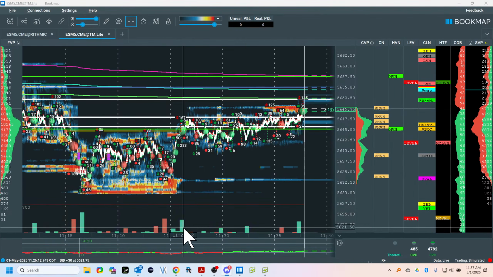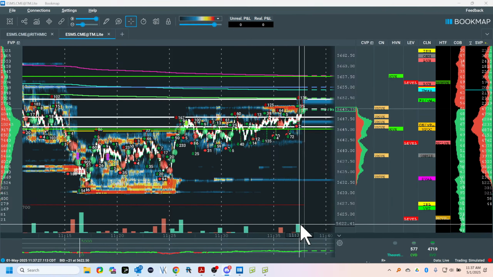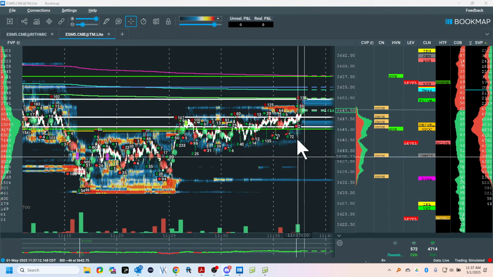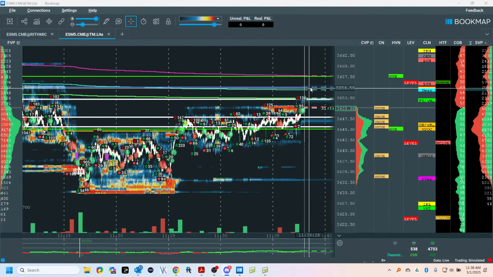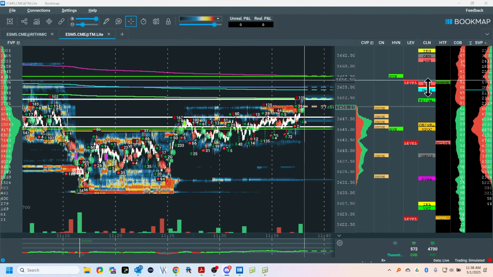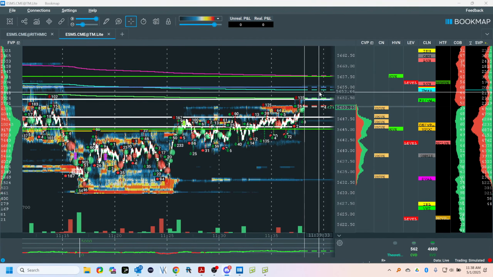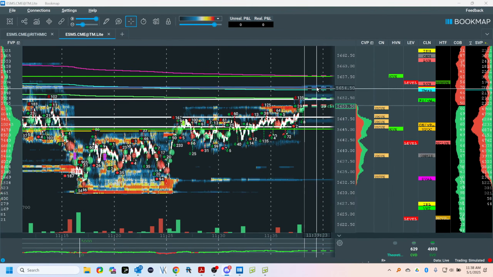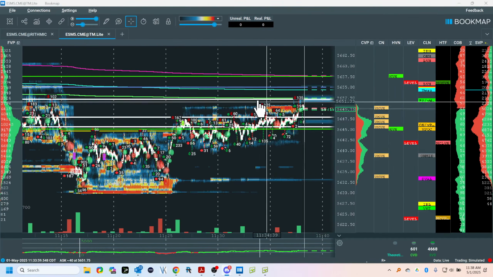Sellers are here, buyers, buyers, buyers. Some selling is here, but the buyers are now back in control. What I want to see now is this is delta. I want to observe as I come outside, and that could be anywhere out here. This is the VWAP, the mid. This is the full session VWAP. So I'm interested in these areas.